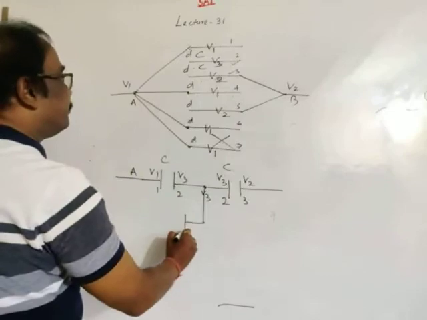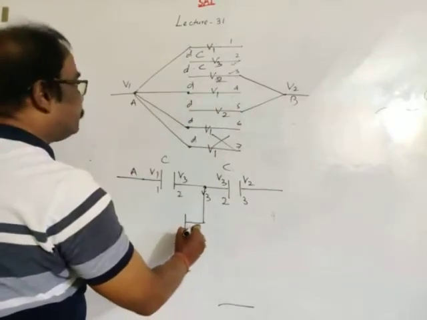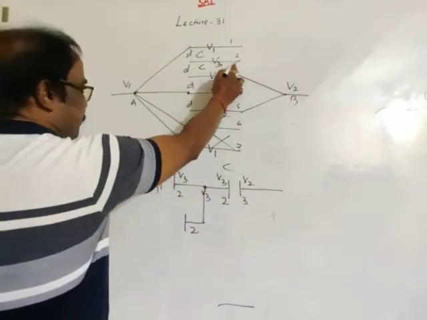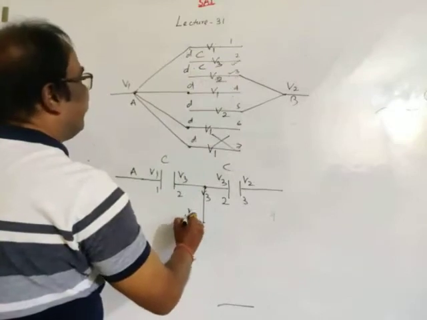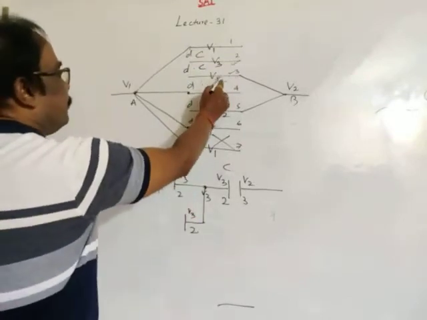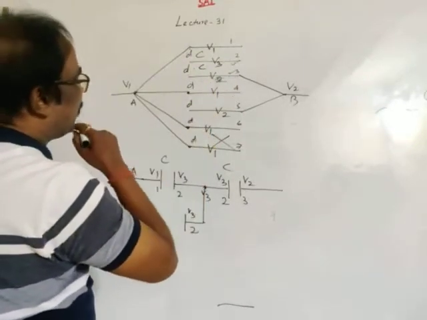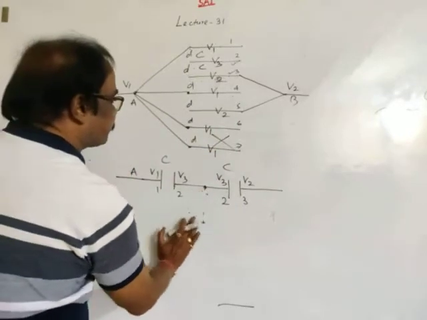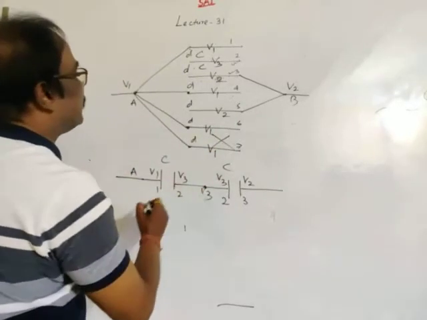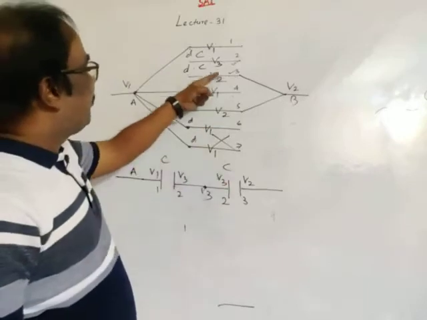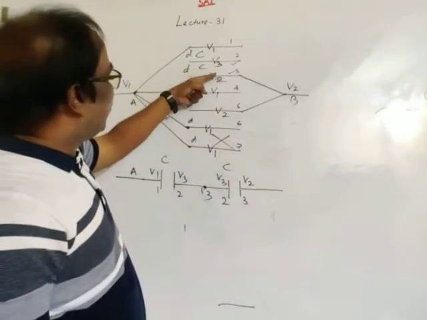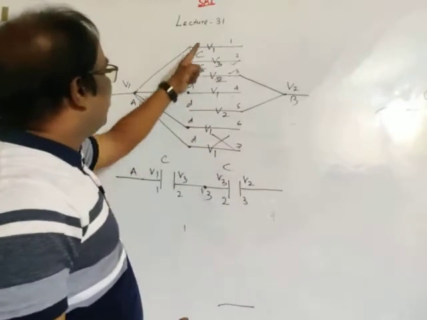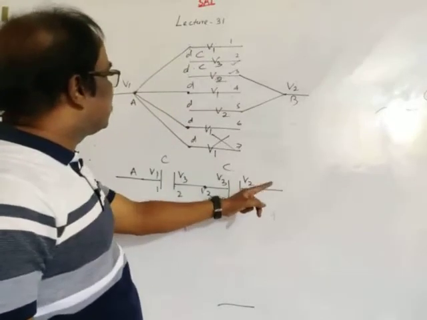This is plate 2, potential is V3. Okay, plate 2, sorry, plate 3. This is V3. Okay. So we have got capacitance between 2 and 3, and between 1 and 2. Okay, this much is right.